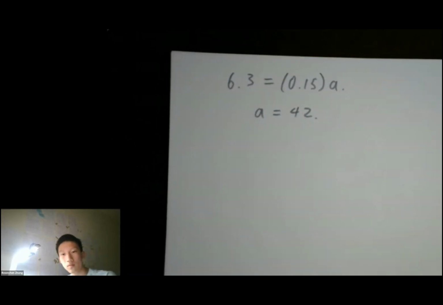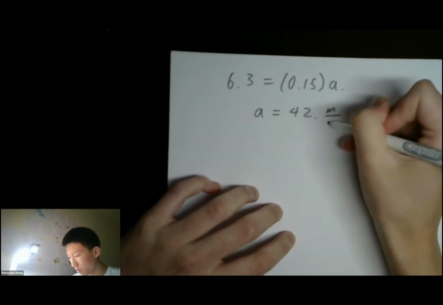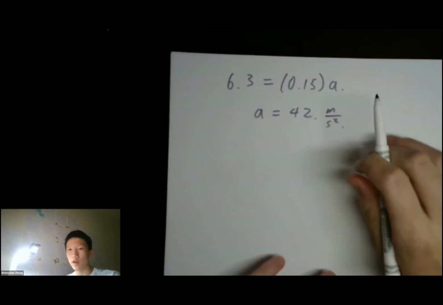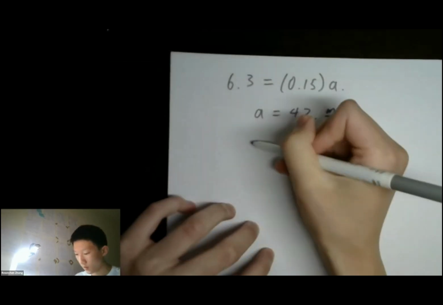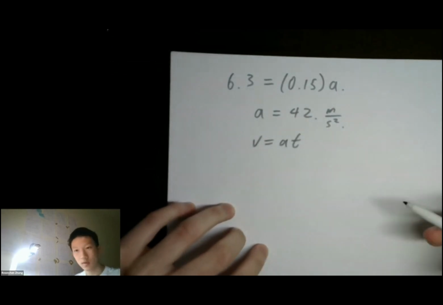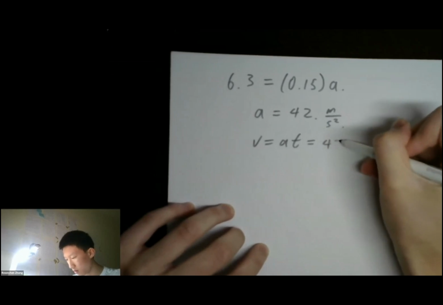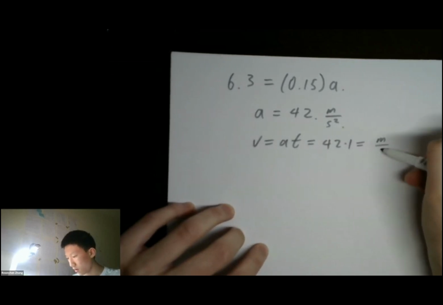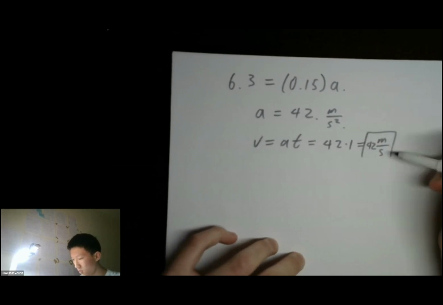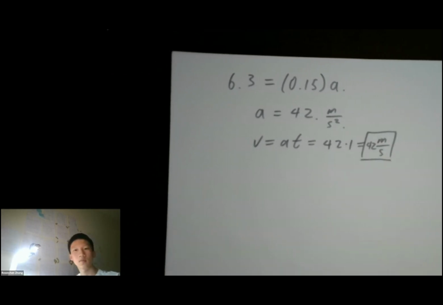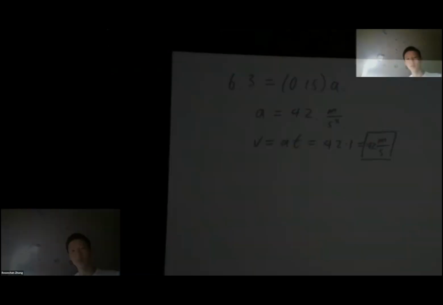42. Should be 42. And you can tack on some units. This is acceleration, so it's got to be meters per second squared. Not important. The acceleration is 42. And velocity is equal to acceleration times time. But we said the time was 1 second. So of course, the answer is just 42 meters per second. Getting a little ahead of myself. So that's the answer. 42 meters per second. Congratulations, you have solved a physics question.